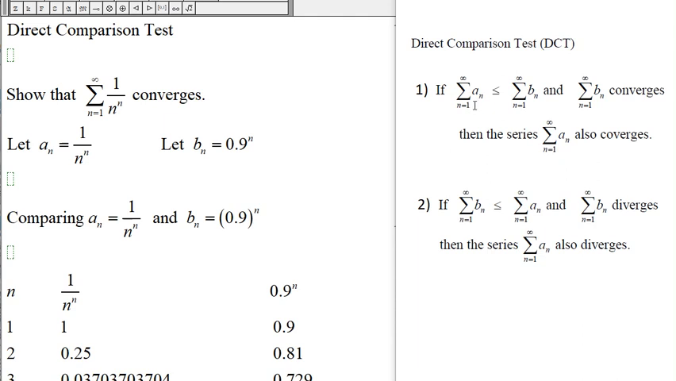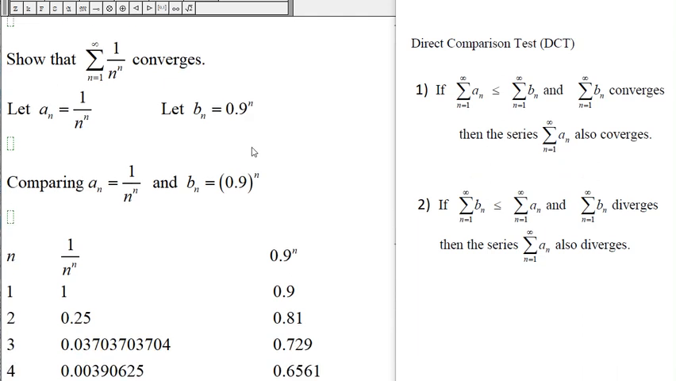The series a sub n, which is the given series, is less than or equal to the series b sub n. And then we also have to show that the series b sub n converges. And for something like 1 over n to the n, let's compare it to 0.9 to the n. So this is the given sequence, and then the b sub n, we let it be 0.9 to the n.